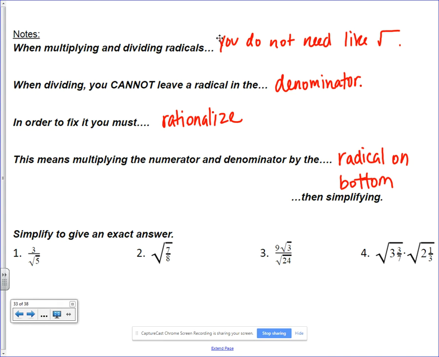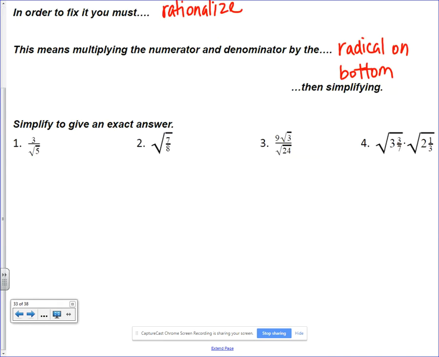So if I take a look at number 1 and you see my directions say to simplify, I cannot leave that radical 5 down there like that. I have to rationalize it, which means I'm going to multiply the numerator and the denominator by radical 5. So in the numerator, the 3 is not under the radical, but the 5 is. So this will stay as 3 radical 5. In the denominator, both 5s are underneath the radicals. So when we multiply them, you get 25.